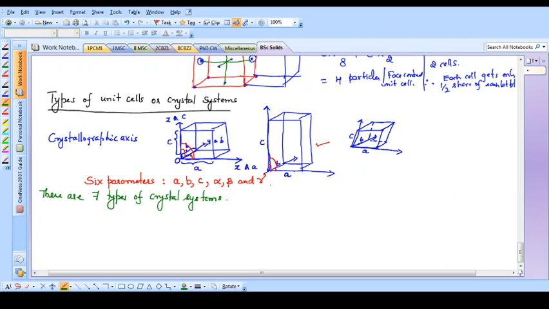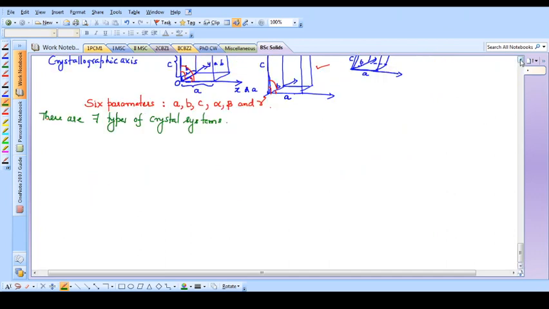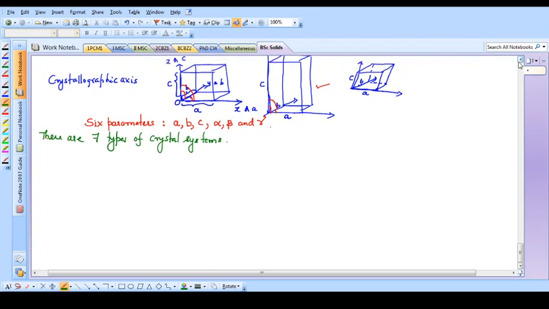Before discussing what these 7 types of crystal system are, let us define what is angle alpha, what is angle beta and what is angle gamma. That is an easy way to remember which is alpha, which is beta, which is gamma. Now there are 3 sides A, B and C and 3 angles alpha, beta and gamma. Let me write the 3 sides here: A, B, C, and we have 3 angles alpha, beta and gamma.